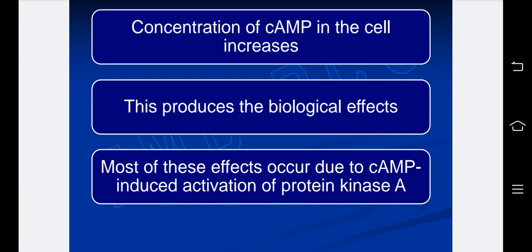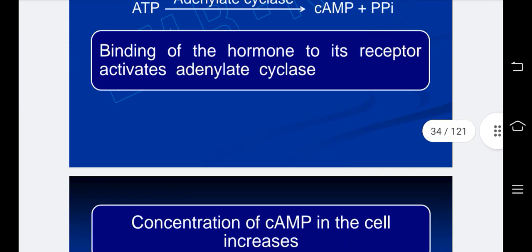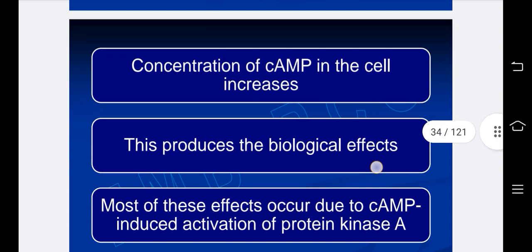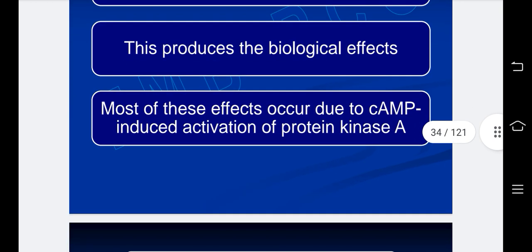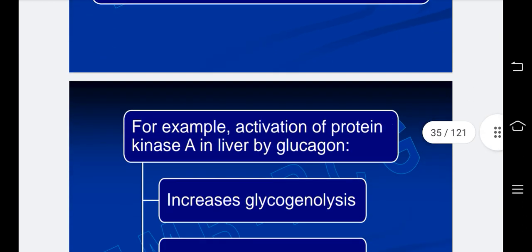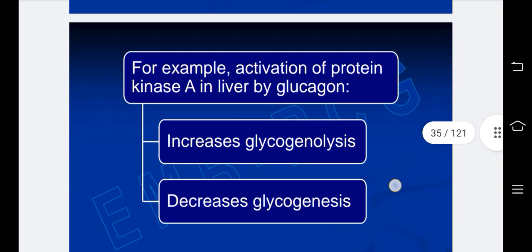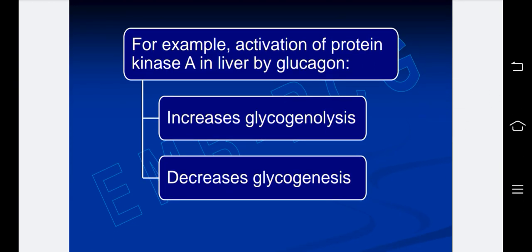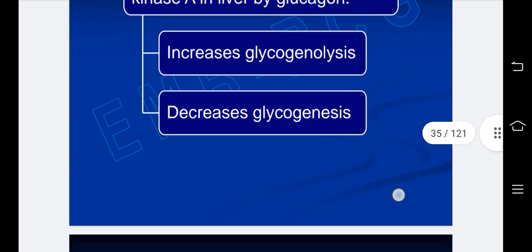As per this slide, we could see ATP turned to cAMP plus PPi with the help of adenylate cyclase. Binding of the hormone to its receptor activates adenylate cyclase. Then the concentration of cAMP in the cell increases. This produces the biological effects. Most of these effects occur due to cAMP-induced activation of protein kinase A. For example, activation of protein kinase A in liver by glucagon increases glycogenolysis, decreases glycogenesis.